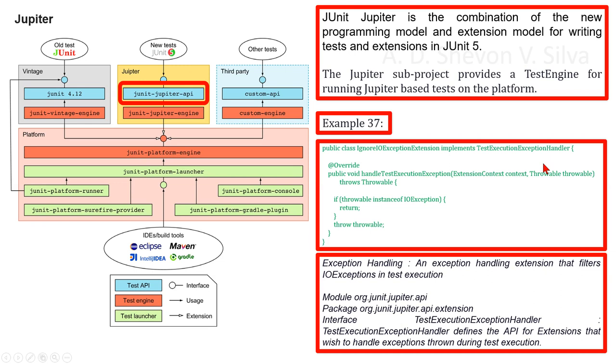JUnit Jupiter offers APIs for extensions that wish to handle exceptions thrown during a @Test method via TestExecutionExceptionHandler, or for those thrown during one of the test lifecycle methods, @BeforeAll, @BeforeEach, @AfterEach, and @AfterAll via LifecycleMethodExecutionExceptionHandler. The following example shows an extension that swallows all instances of IOException but rethrows any other exception type.